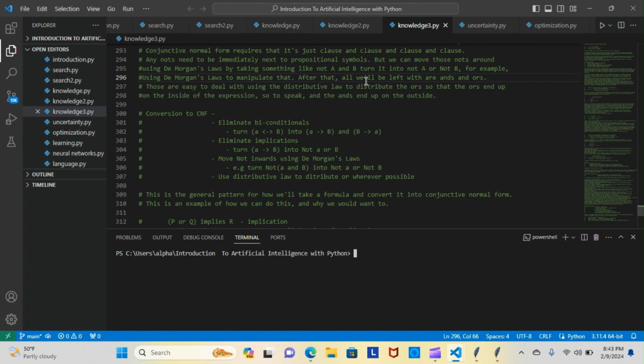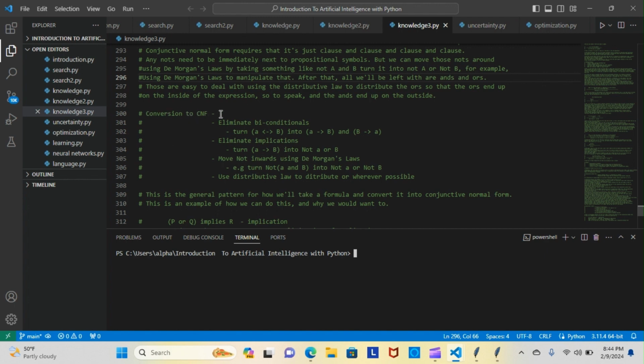After that, all we'll be left with are ands and ors. Those are easy to deal with using distributive law to distribute the ors so that the ors end up on the inside of the expression, so to speak, and the ands end up on the outside. And this is a quick breakdown of what that looks like.